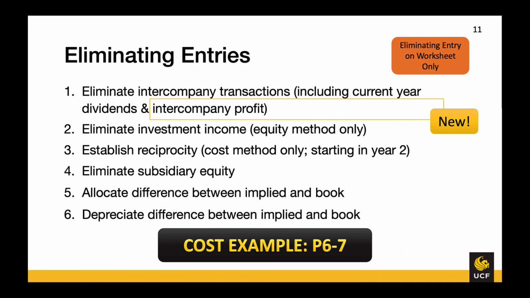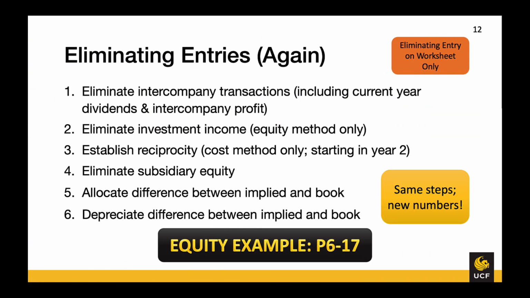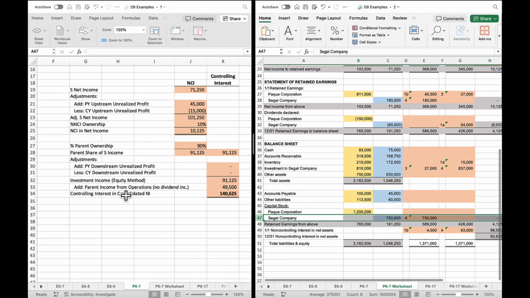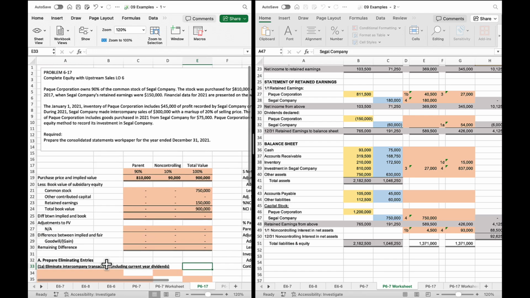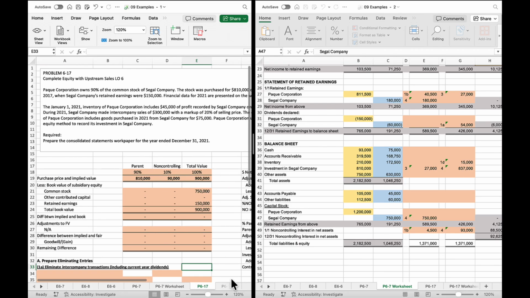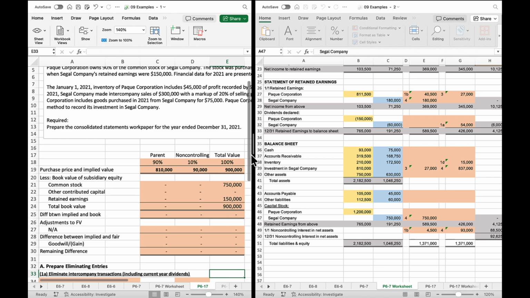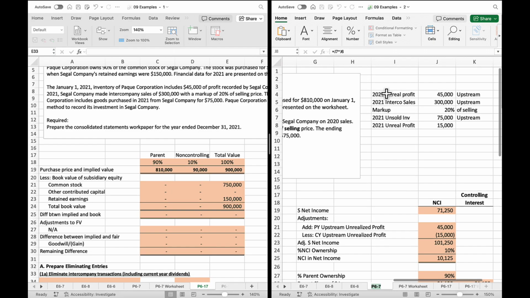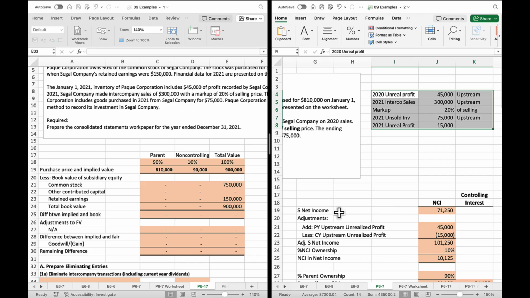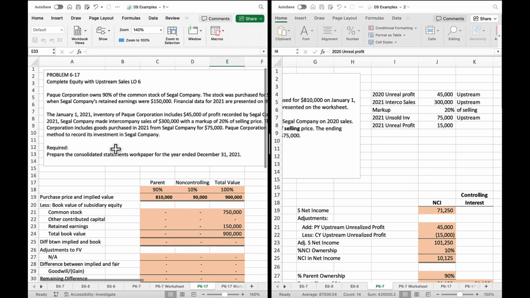If we go back to our PowerPoint, you'll see we're not really doing anything differently. We're just going to apply the equity method this time. So we're going to start the same problem all over again, but we're just going to use the equity method instead of the cost method, or we're assuming that our parent used the equity method instead of the cost method. And so on the right-hand side here, I'm putting up the problem we just did just because we have this information here, so I don't have to redo it again. But everything is exactly the same, except we're assuming our parent used the equity method.